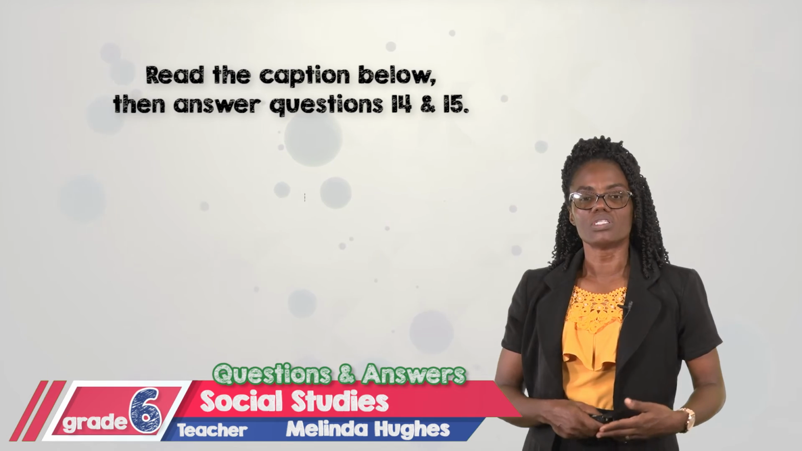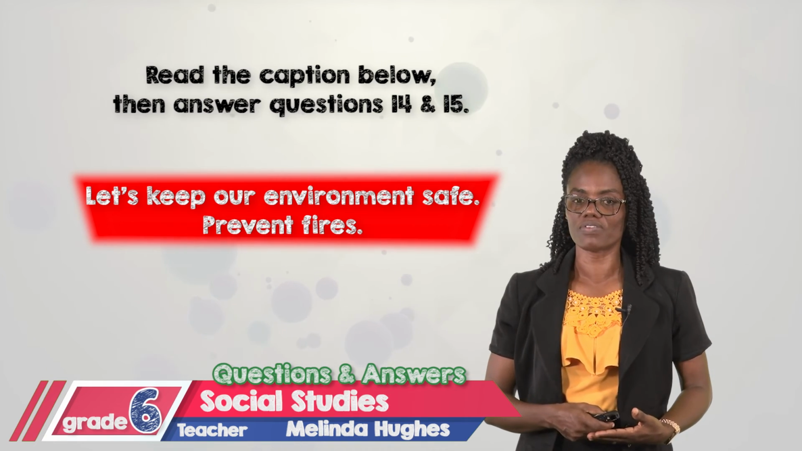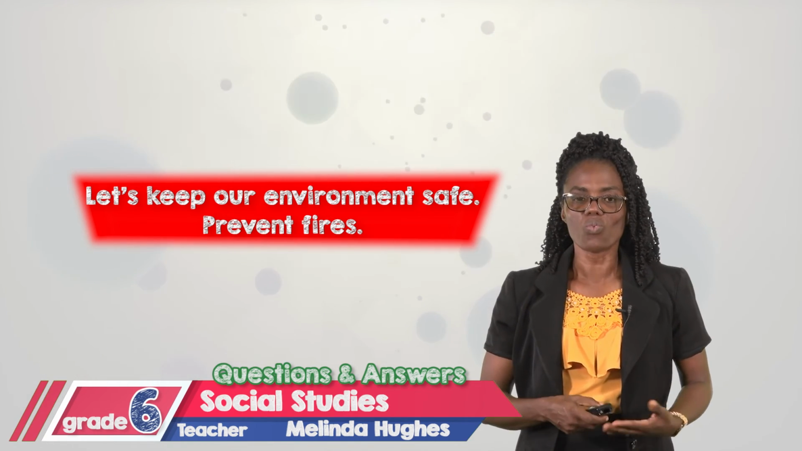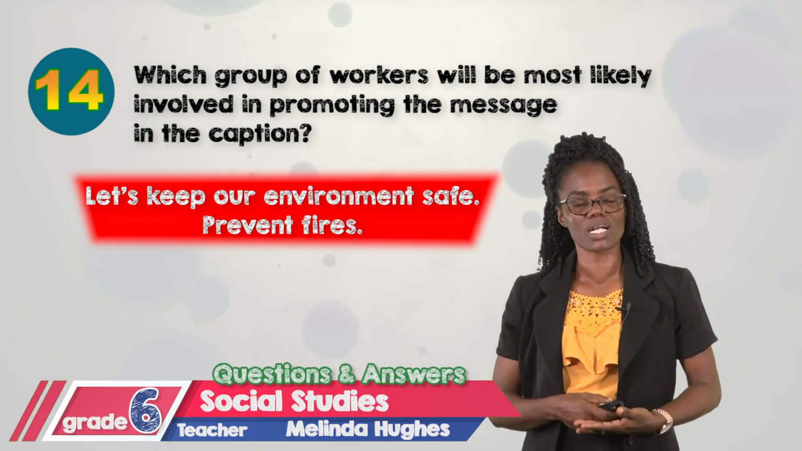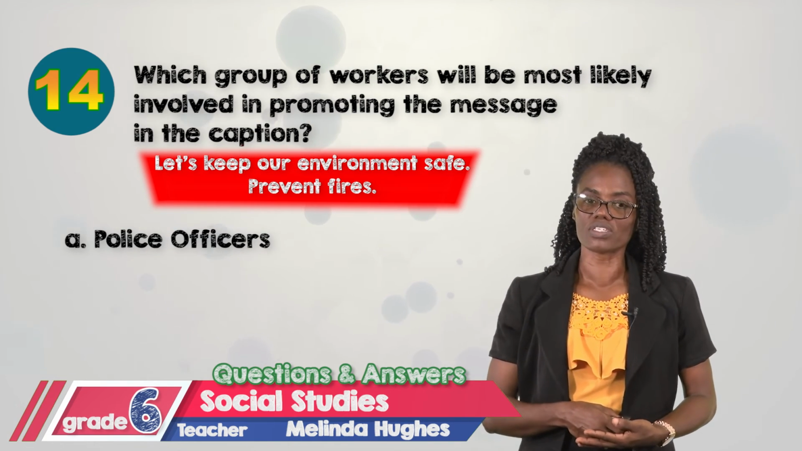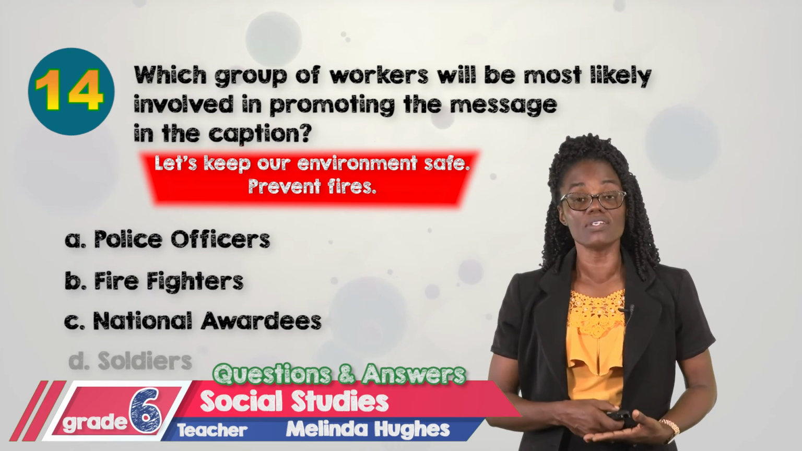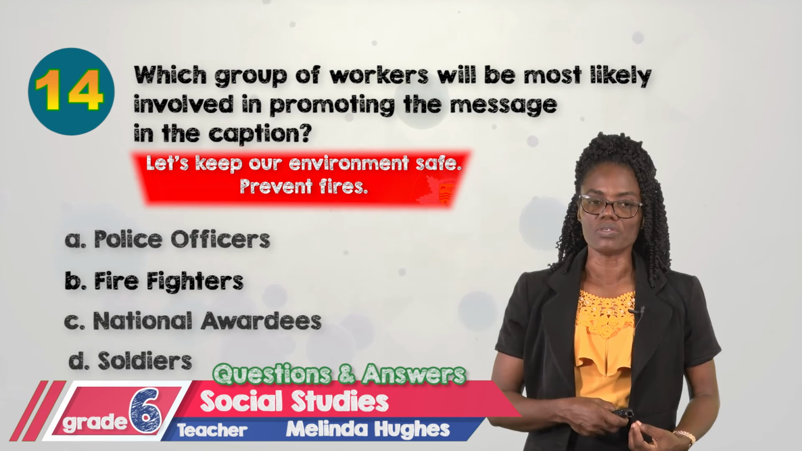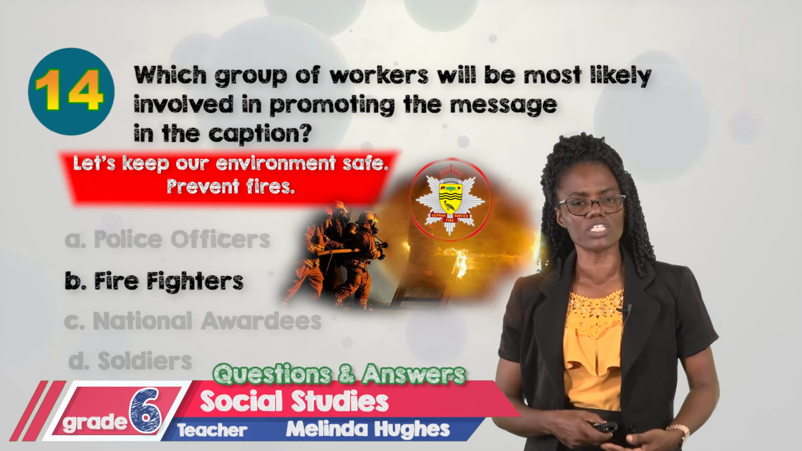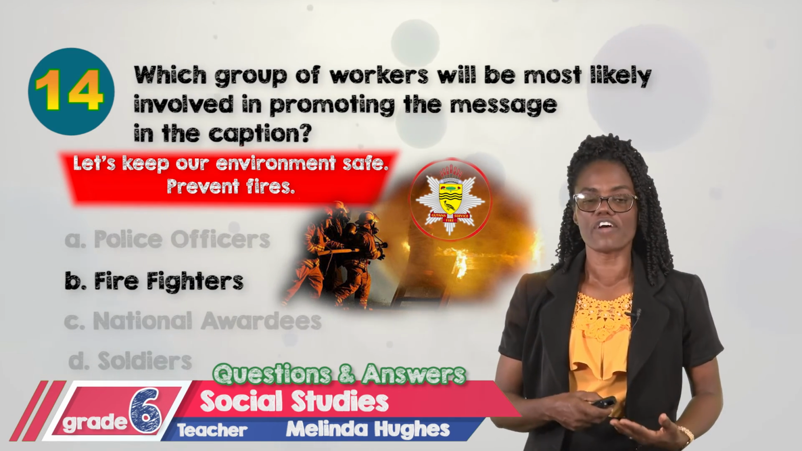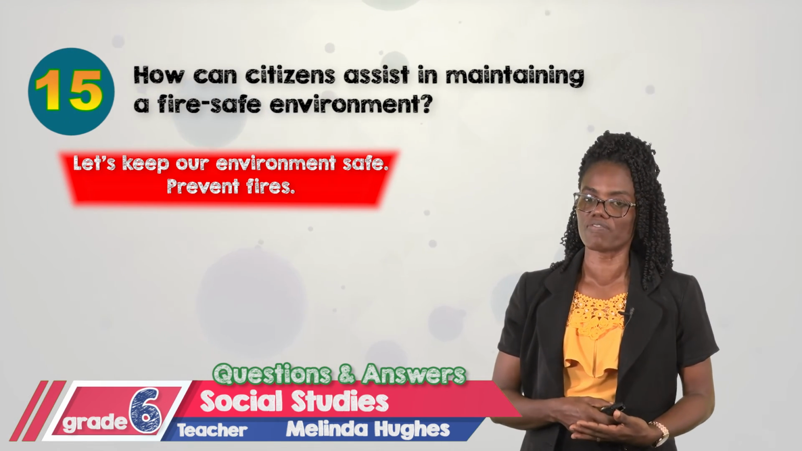Read the caption below, then answer questions 14 and 15. Let's keep our environment safe. Prevent fires. Which group of workers will be most likely involved in promoting the message in the caption? A, police officers, B, firefighters, C, national awardees, or D, soldiers. The answer is B, firefighters. Firefighters will.